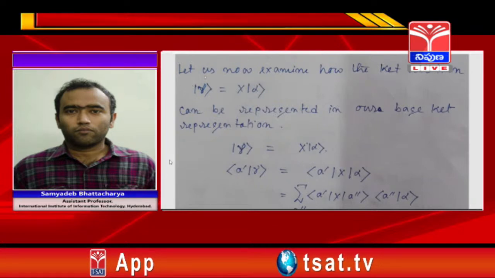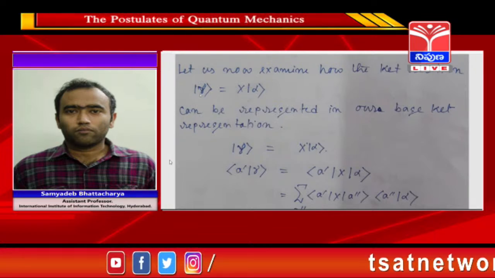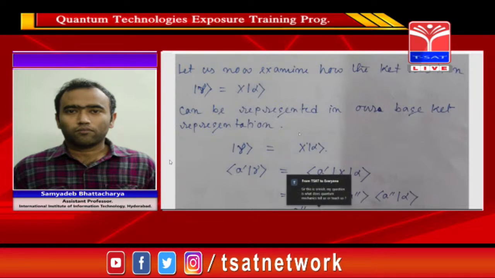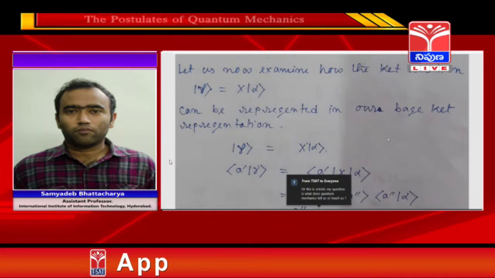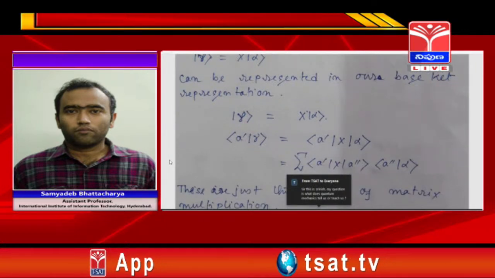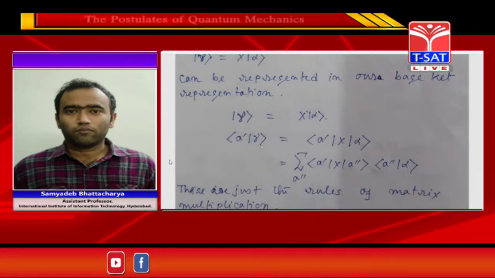So let's now examine how the ket relation exists. Some ket vector gamma, if we apply some operator X over some ket vector alpha, let's say we get the resultant ket vector gamma. So gamma is equal to X alpha. Then the inner product A prime gamma is basically the elements of the matrix. So A prime gamma is basically A prime, X, alpha.